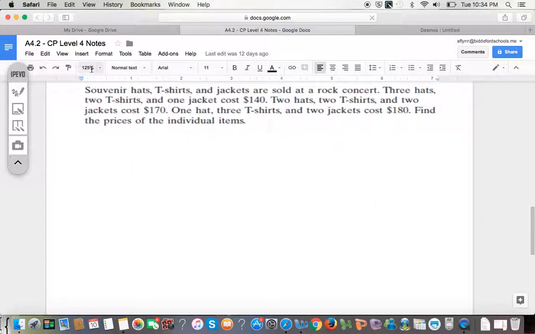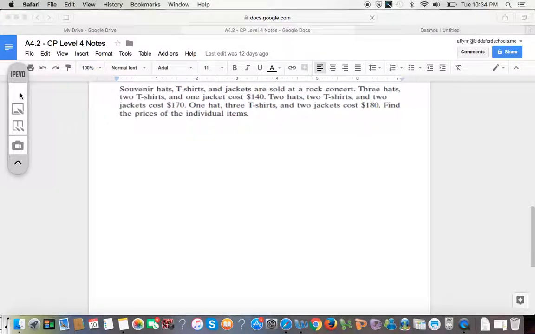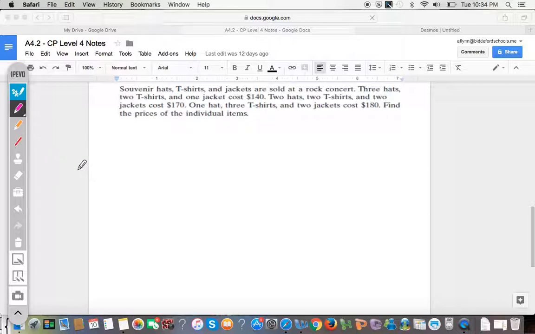So let's check out this problem right here. Let me zoom out actually. So, souvenir hats, t-shirts, and jackets are sold at a rock concert. 3 hats, 2 t-shirts, and 1 jacket cost $140. 2 hats, 2 t-shirts, and 2 jackets cost $170. 1 hat, 3 t-shirts, and 2 jackets cost $180. Find the prices of the individual items.